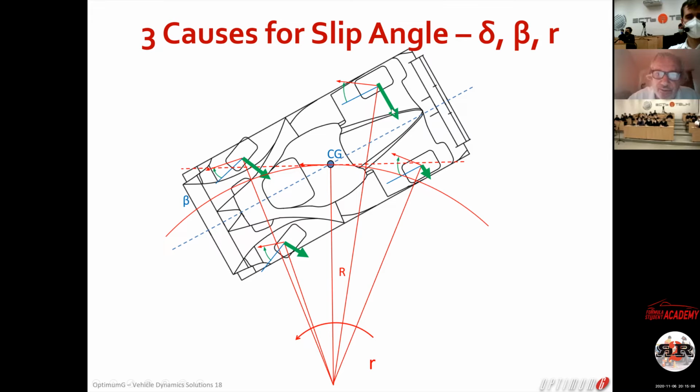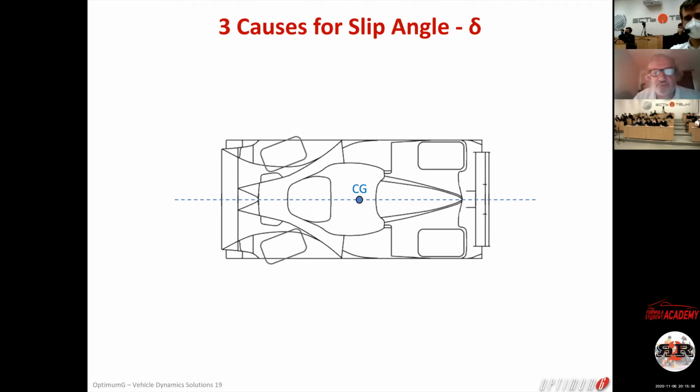So that grip, right rear, plus that grip, left rear, plus that grip, right front, plus that grip, left front. I do the total of these 4 grips, divide by the mass, I have my lateral acceleration. And I do the 2 front grip multiplied by A minus the 2 rear grip multiplied by B. And that is going to give me the yaw moment. So there are 3 causes for the slip angle.